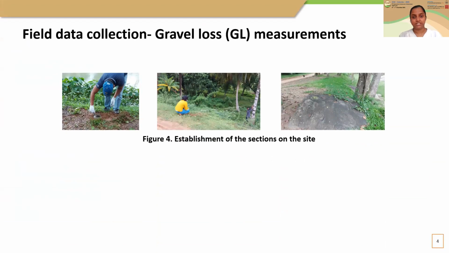The field data collection. Here the selected road sections were established on the site. Pegs and tie measurements were used for the establishment, and some temporary benchmarks were established to take the level measurements.